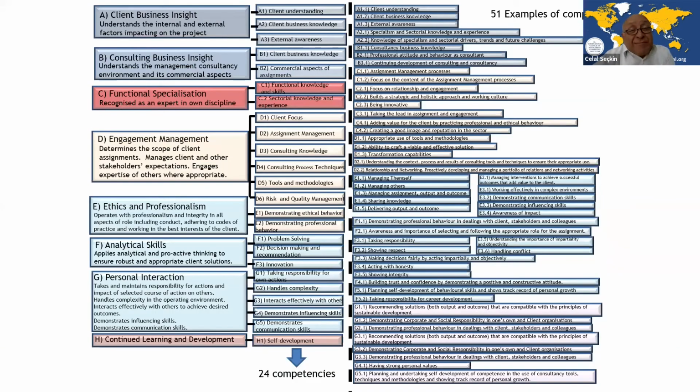This may also seem a bit more complicated, sorry for that, but I am just trying to show you the big picture and make some comment on that. On the left-hand side, you have the key areas of competences. The key areas like engagement management, functional specialization, ethics and professionalism, etc. But the important thing here is that we have 24 competences.